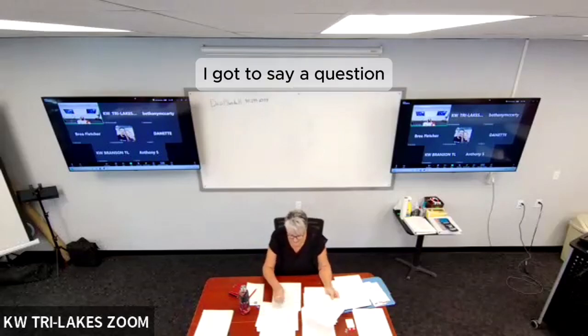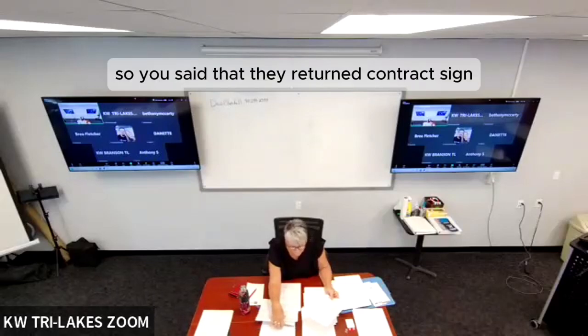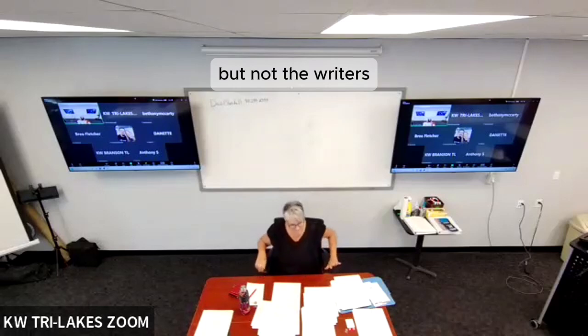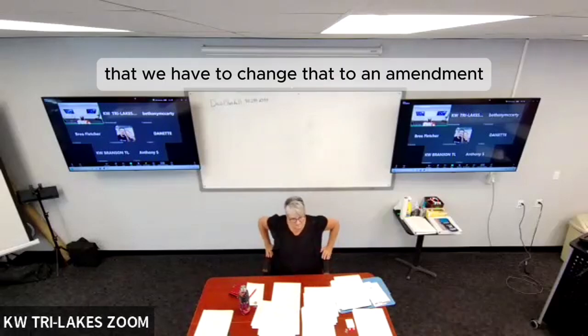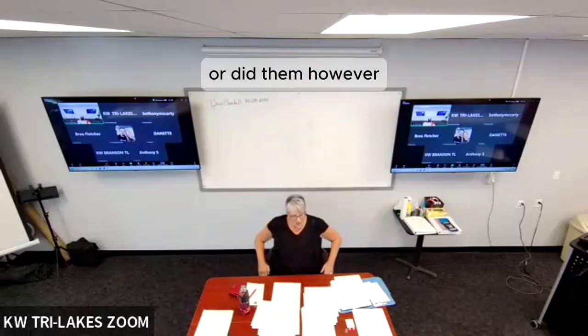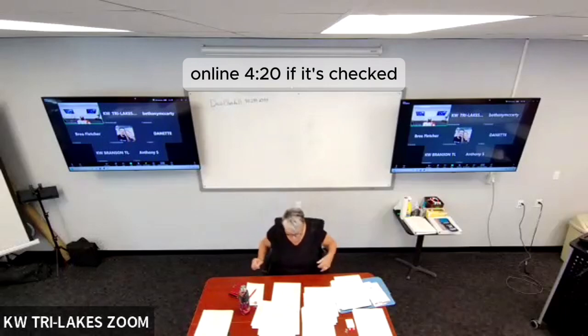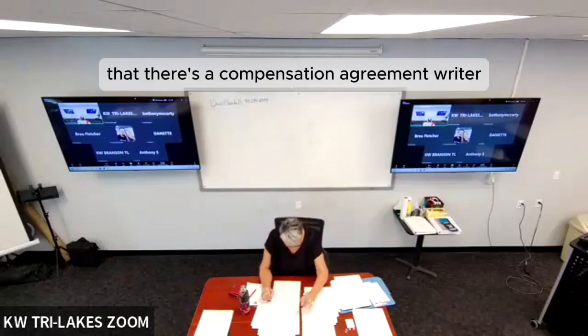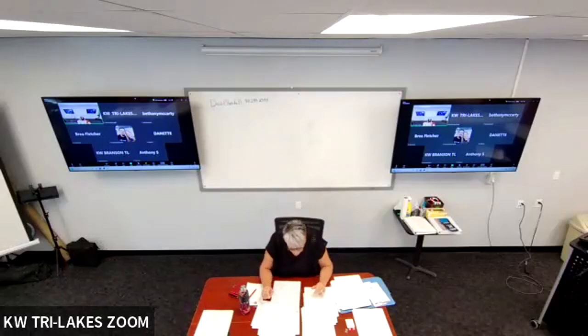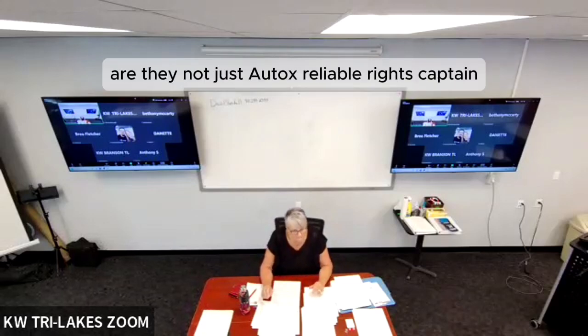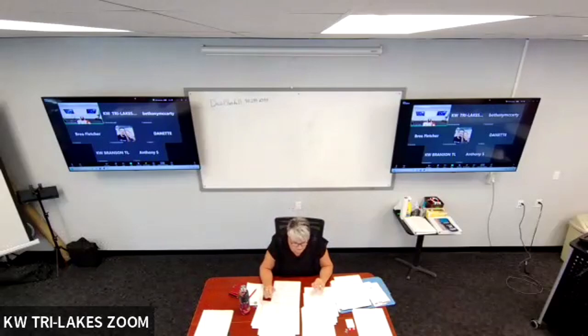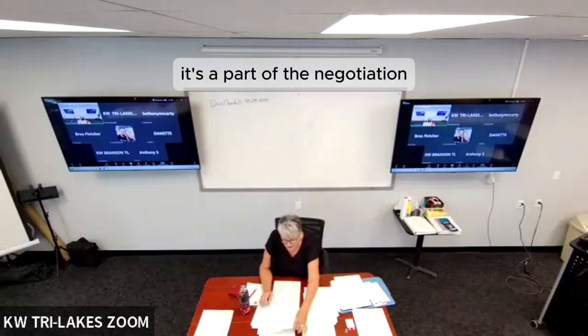I will say a question. You said that if they return the contract signed but not the rider, we'd have to change that to an amendment or addendum. However, on line 420, if it's checked that there's a compensation agreement rider and they sign that contract, are they not just automatically liable? Right, but they have to agree to it though. It's a part of the negotiation.